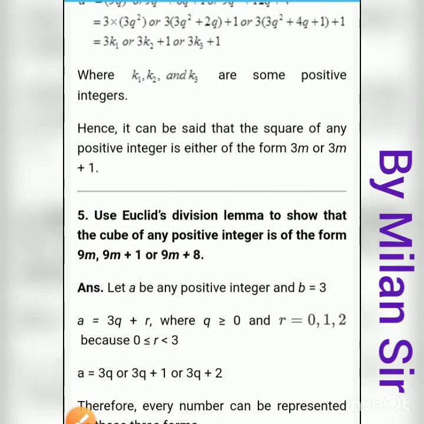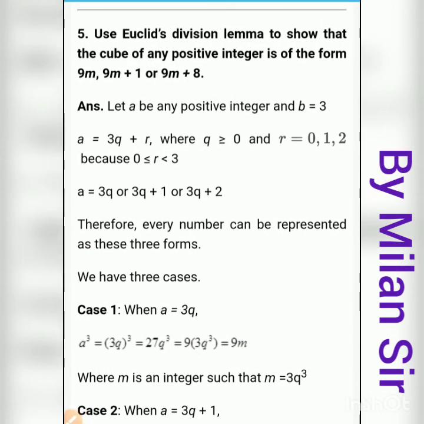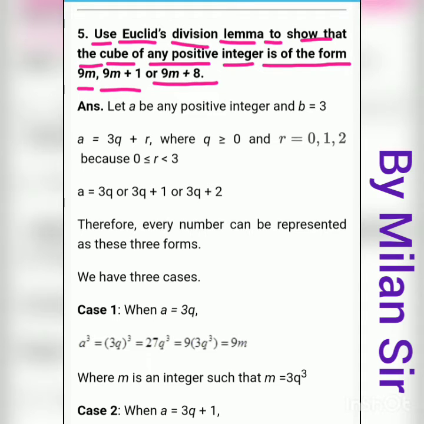Then question number 5. First of all, read this question. Use Euclid's division lemma to show that the cube of any positive integer is of the form 9m, 9m plus 1 or 9m plus 8. This is somewhat a similar type of question with respect to question number 4, right? In that we need to prove it for the square. Here we need to prove this for the cube. In that we have 2 forms, here we have 3 forms.